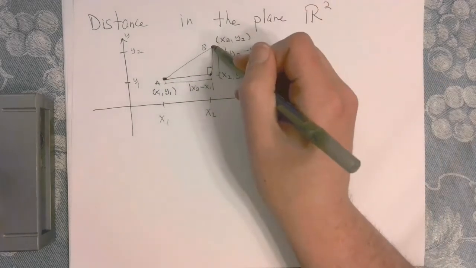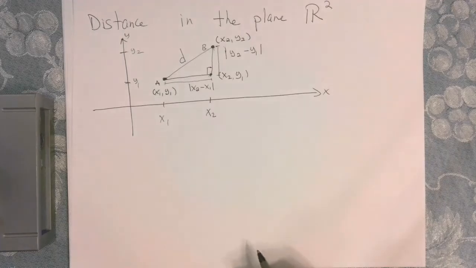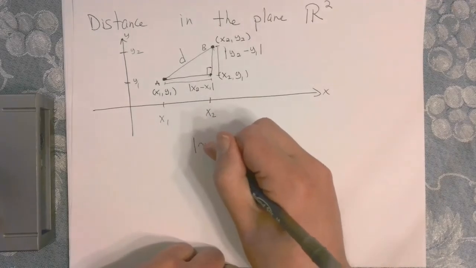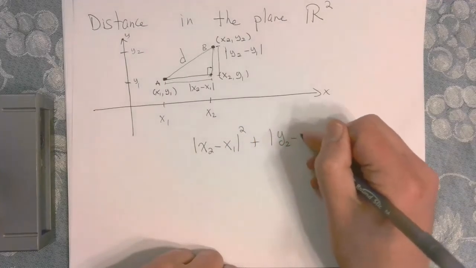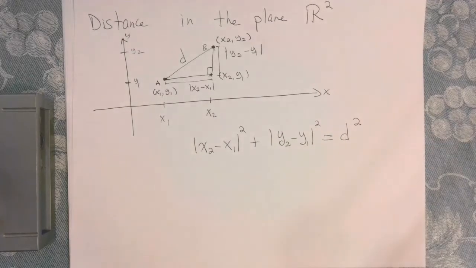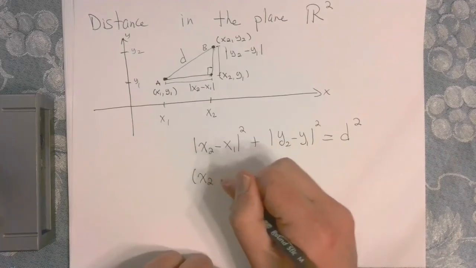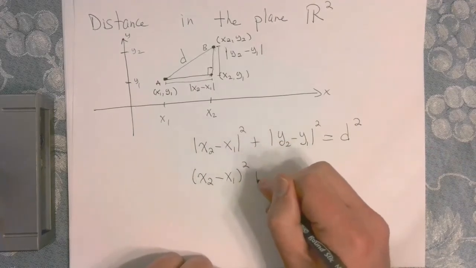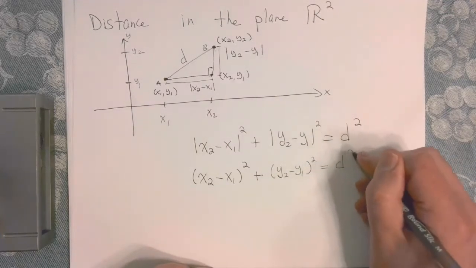Okay, so let's say we want this length, the distance from A to B. Let's call that D for distance. And so by the Pythagorean theorem, we know that leg squared plus leg squared is equal to the hypotenuse squared. But using the definition of absolute value, you should convince yourself that it's perfectly fine to write x2 minus x1 quantity squared plus y2 minus y1 quantity squared equals the distance squared.